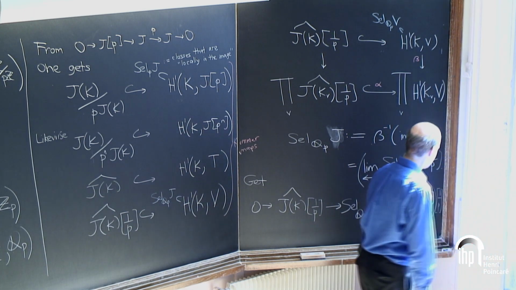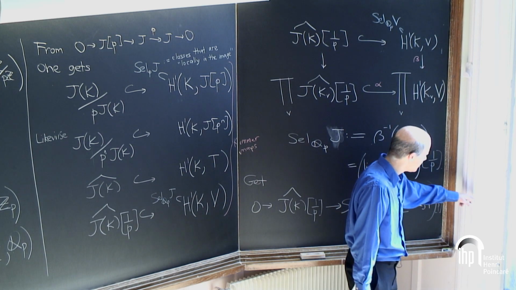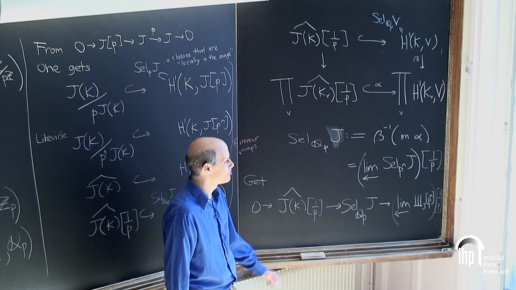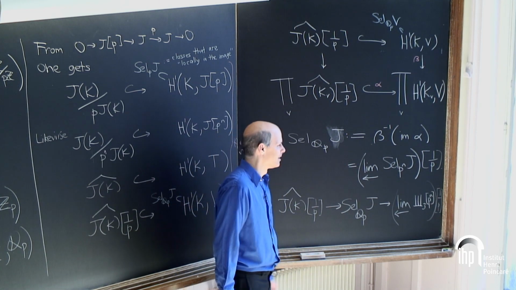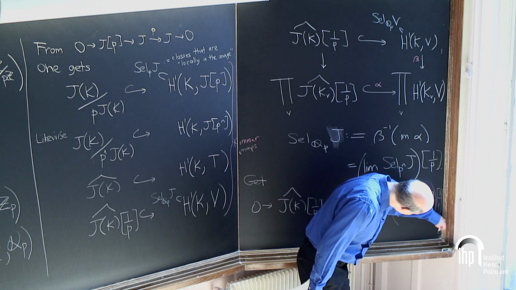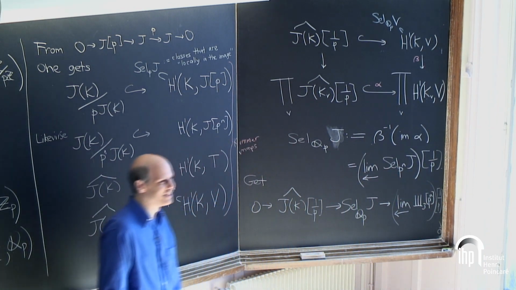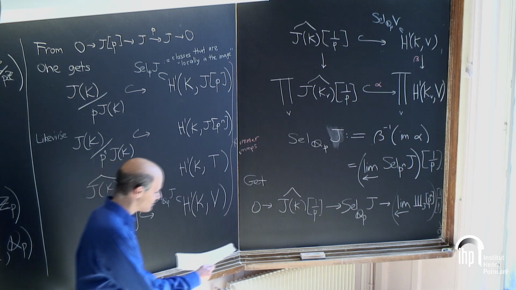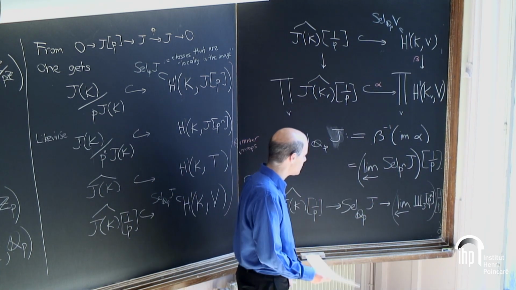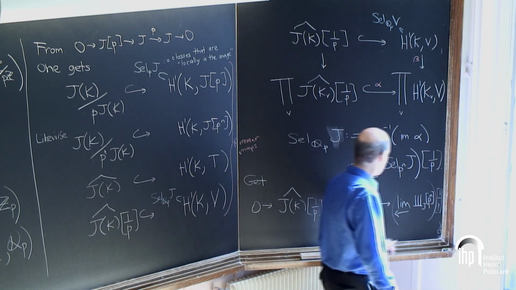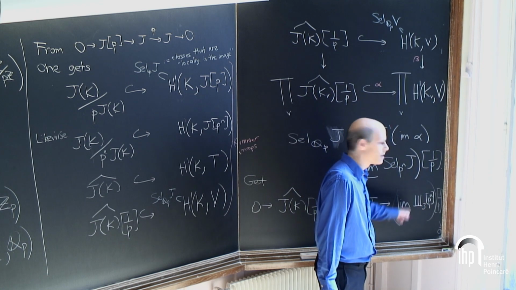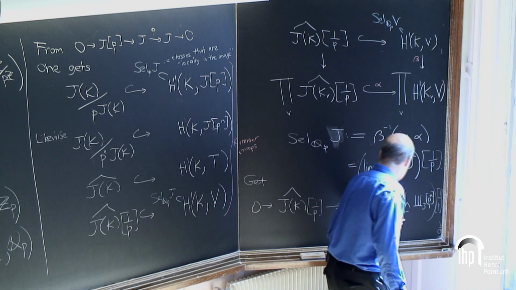And then, well, I really want to write another arrow here and then a 0, but there's no room. So maybe I'll just go down here, 0. So that's an exact sequence, and actually this last term is itself supposed to be 0 because, if the p part of Sha is finite, then this inverse limit is actually 0. So this should be 0.